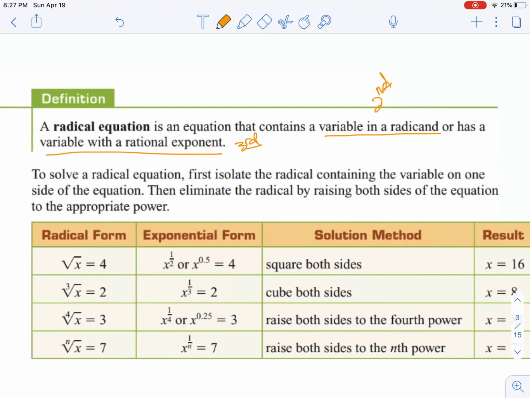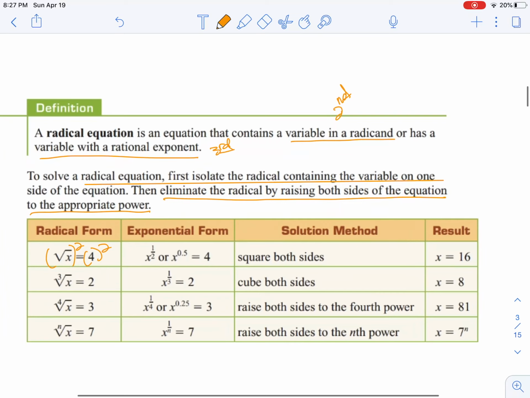Before we get to that, notice that in order to solve it, you're going to isolate the radical containing the variable on one side and then eliminate the radical by raising both sides of the equation to the appropriate power. What does that mean? The square root of x equals 4. How am I going to get rid of the square root of x? Well, we've already said that's the square root, so we're going to square both sides. This is just reminding us of that. So x equals 16.